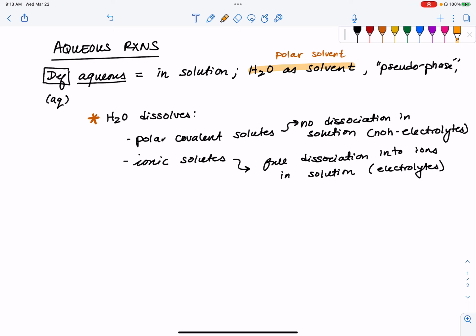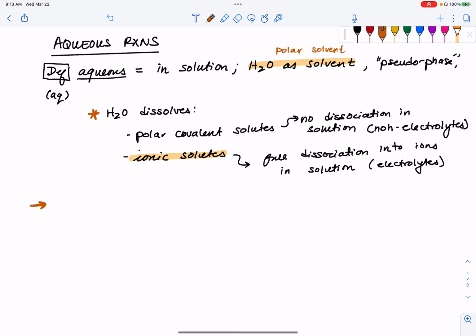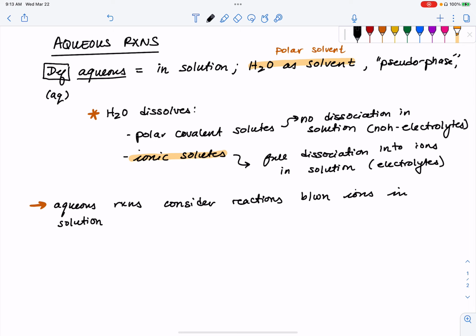And when we are talking about aqueous reactions, almost all of our reactions are going to be discussing what's happening with ionic solutes, meaning that when we look at an aqueous reaction, we are going to consider reactions and interactions between ions in solution.